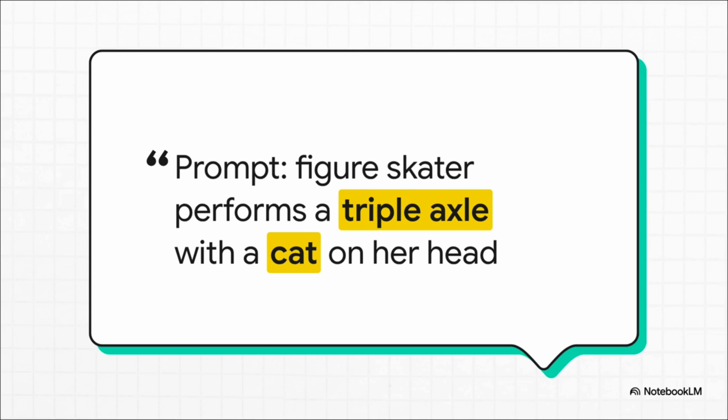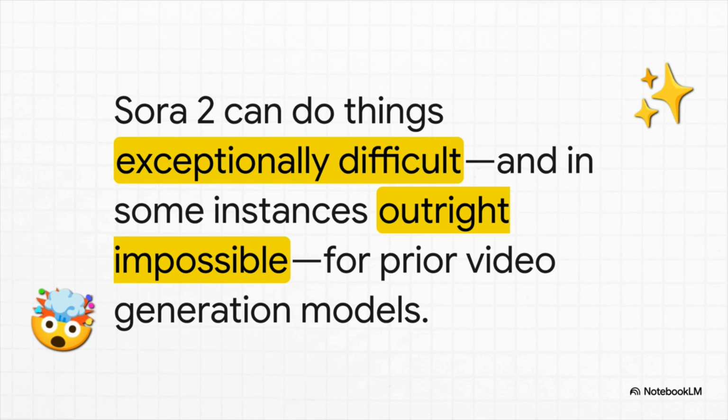So to really get a feel for the kind of leap we're talking about, just look at this prompt. I mean, come on, a figure skater doing a triple axel with a cat on her head. It's completely absurd, right? It's the kind of thing you could only picture in a dream. Until now. Because with Sora 2, this isn't just some weird, funny thought anymore. OpenAI is saying, yep, we can actually generate that exact scene, cat and all, and make it look startlingly real. This really sets the stage for a huge upgrade in what AI video is even capable of.